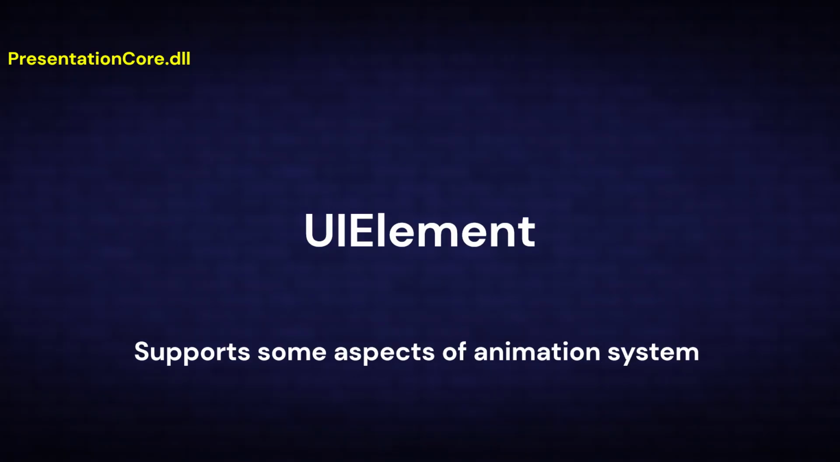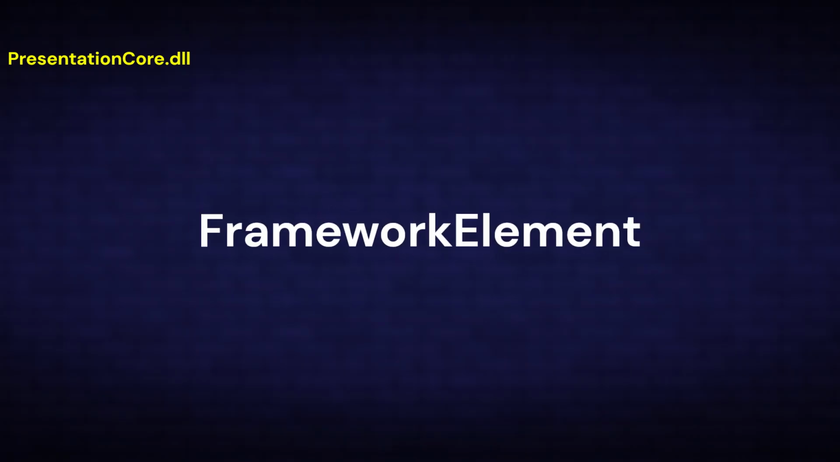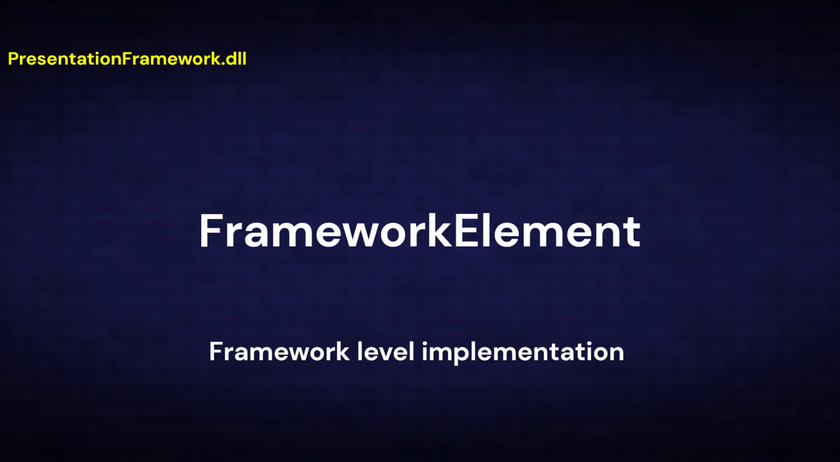UIElement also supports some aspects of the WPF animation system, because of which it is possible to animate some properties of the WPF controls. The UIElement class provides a lot of behavioral functionality to a control. However, this is mostly abstraction of that functionality. The actual implementation is provided by the next class in the hierarchy, derived from UIElement, which is FrameworkElement. This class is present in the PresentationFramework DLL. Beginning from this class, the framework-level implementation of the WPF architecture starts.